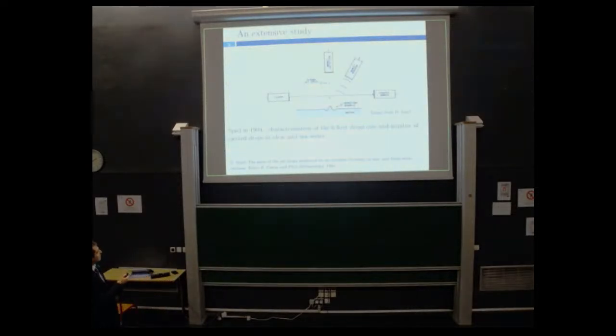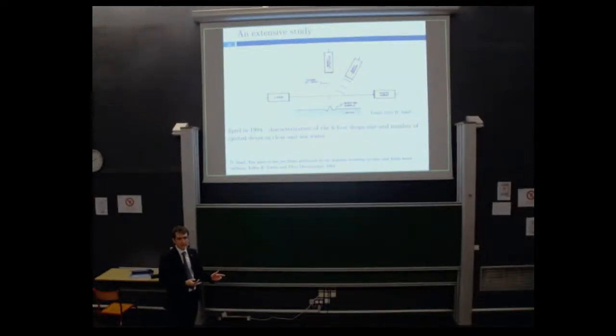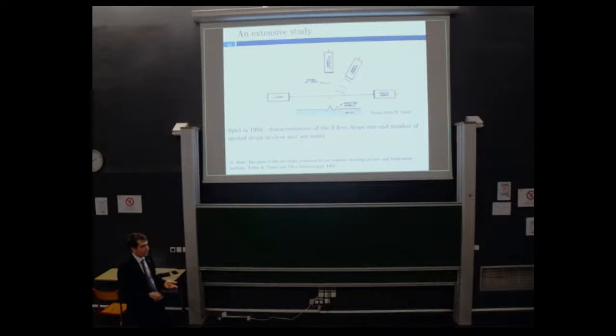So later, in 1994, Spiel, another researcher, performed a different study. He wanted to characterize the size of all the droplets coming from a bursting bubble, and he stopped at the 6 first droplets. So he performed a bursting bubble experiment by changing the size of the bubbles and working on clear water and on ocean water. And he measured the size of the 6 first droplets and the number of ejected droplets coming from bursting bubbles.